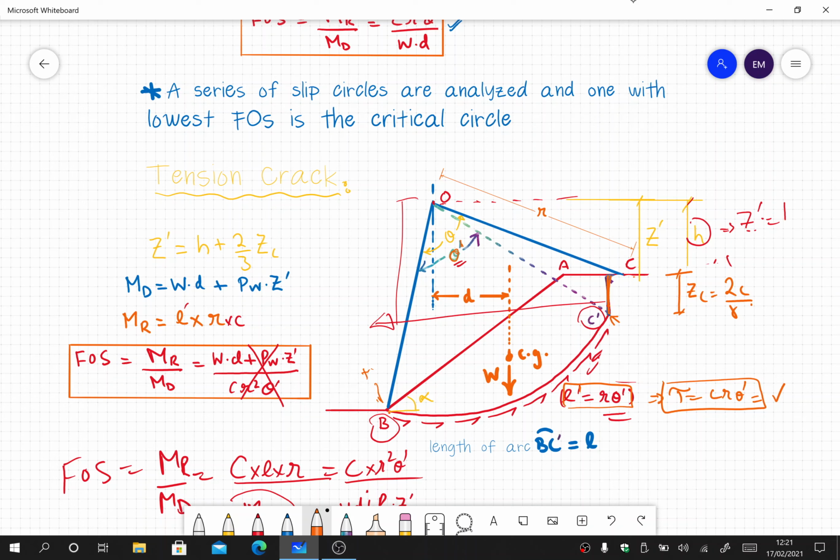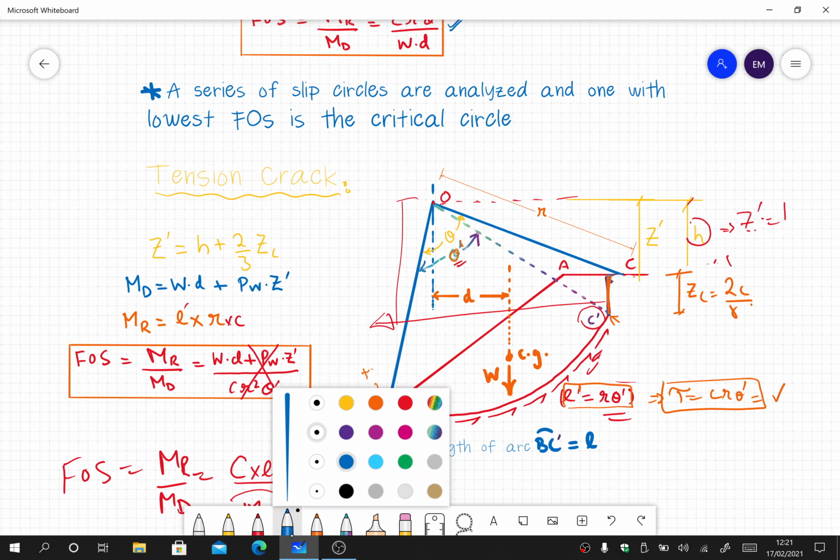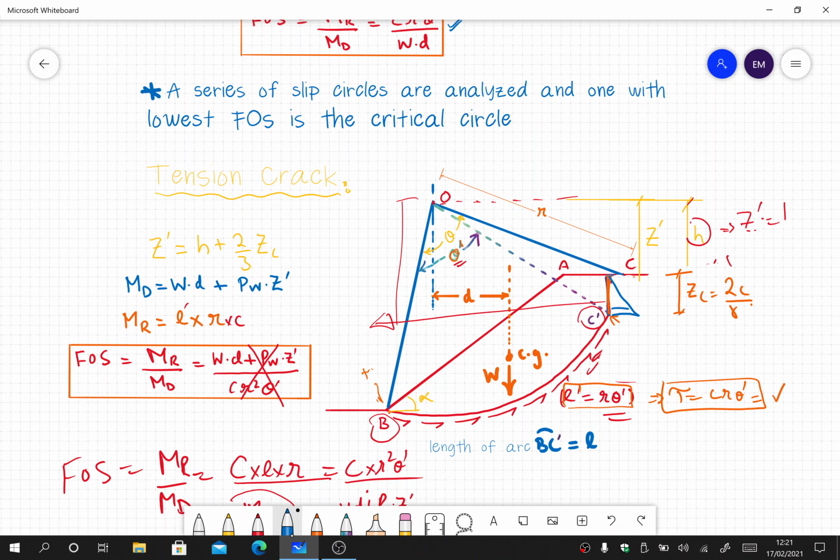While we are discussing, we have to consider the worst case scenario. The worst case scenario can be that the tension crack is filled with water. If the tension crack is filled with water, then we also have a water force acting here, and we know the formula will be gamma W into ZC, and the force that will be acting here, let's call it PW. So PW is equal to 1 by 2 gamma W into ZC into ZC. This is the area of the triangle, and that is the force.